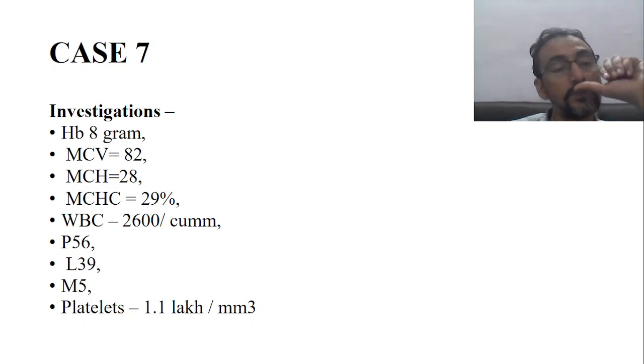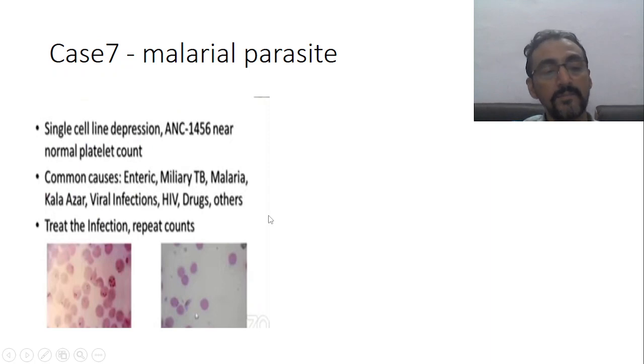What do you get from this? WBC is decreased. Platelet is also decreased. HB is 8 gram, not normal, it is lower than normal. MCV, MCH are slightly borderline. Any idea? Okay, so go for the case.